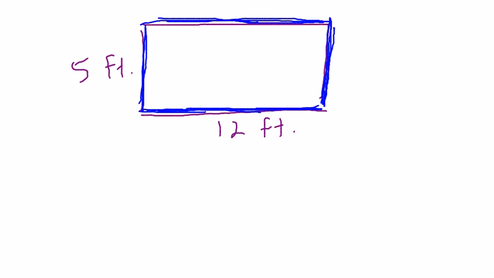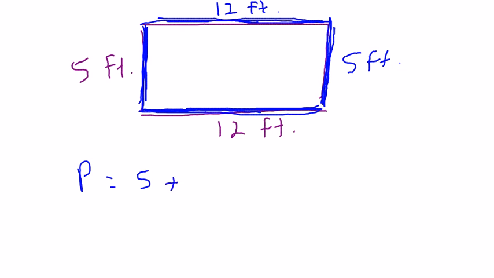Well, one very simple way of figuring out the perimeter or the distance around a shape is to simply add up the lengths of all the sides, right? So you have 5 feet in this direction along that side, and you have 12 feet along this side. Of course, you have another 5 feet along this side, and then along this side you also have 12 feet. Right, so the perimeter would simply be 5 plus 5 plus 12 plus 12.